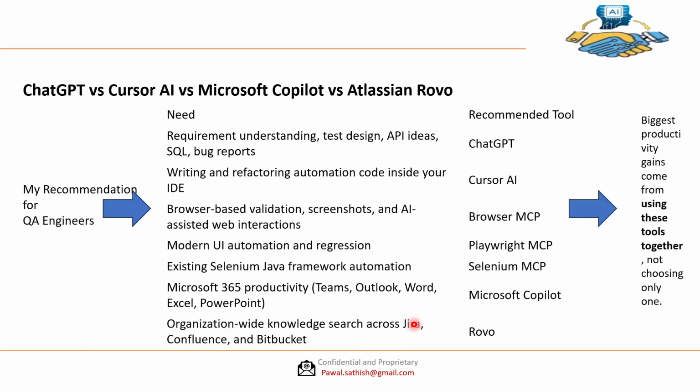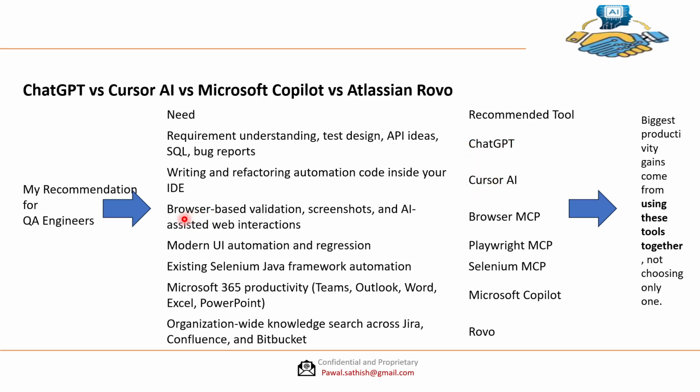Okay, so my recommendation for all the QA engineers. If you are in manual testing, and you are understanding the requirements, you need to write a test design, then SQL queries or bug reports, then we'll go ahead with ChatGPT. Then, in case you need to refactor or write automation code inside your IDE, then Cursor AI is a useful tool. So now here you can see we are not using any one AI tool. We are using different tools.